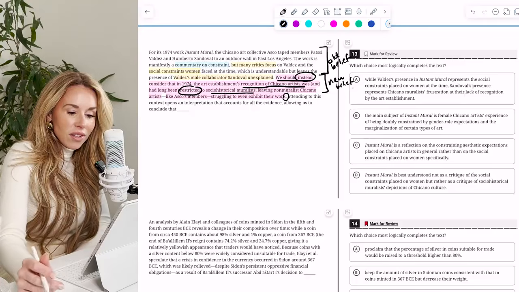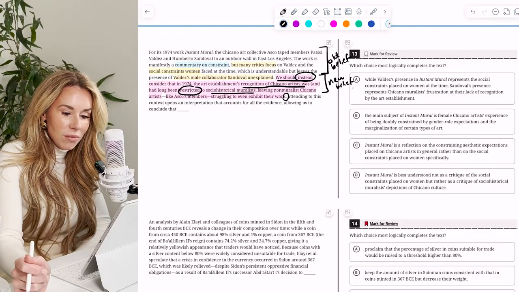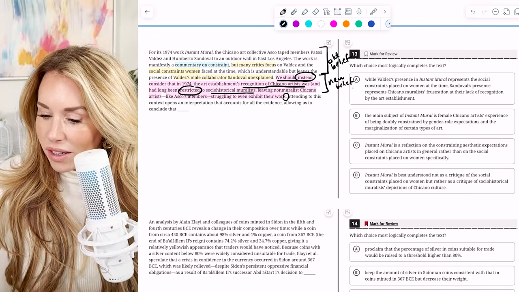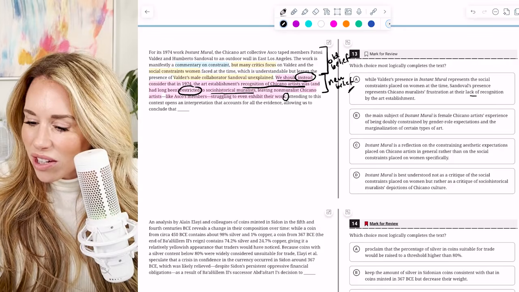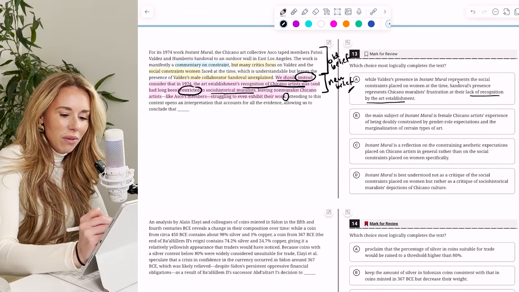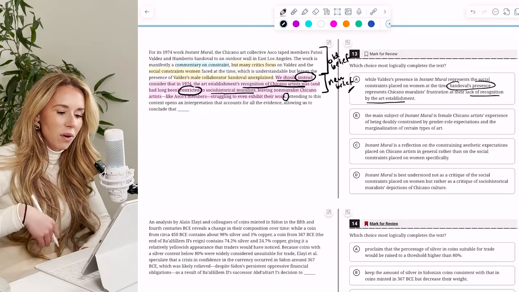We have: While Valdez's presence in Instant Mural represents the social constraints placed on women at the time, Sandoval's presence represents Chicano muralists' frustration at their lack of recognition by the art establishment. Well, at least it touches on the lack of recognition by the art establishment. I'll hold that. I'm not really sure if that's what his presence is doing, though. So let's see if there's a better one.